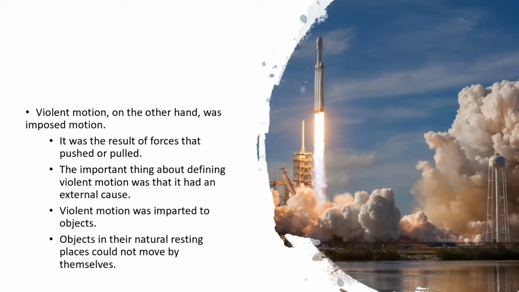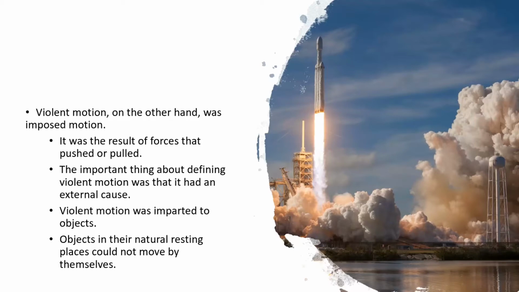So violent motion is imposed motion. Notice I have a picture of a rocket here. This is violating natural motion. According to Aristotle, natural motion, anything heavy, anything hard, should be resting on the ground. And so if something's not resting on the ground, then it must have had some type of motion imposed on it. In other words, violent motion. And that's what he called it, imposed motion.